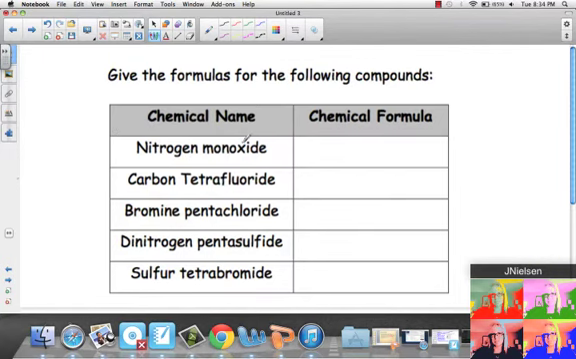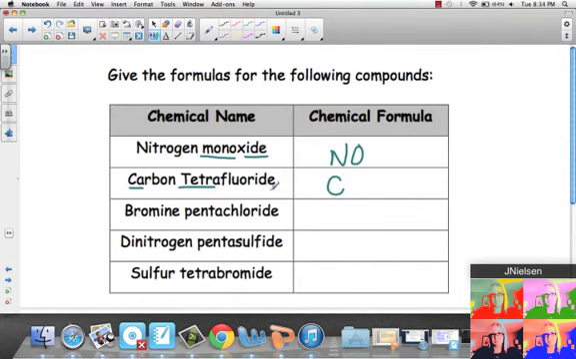Told you I'd have you naming and writing compounds before the end of this unit, and you all laughed at me. Okay, so what is nitrogen? Nitrogen is N. Mono means 1. Oxide means oxygen. So 1 oxygen. So it's just NO. That's nitrogen monoxide.